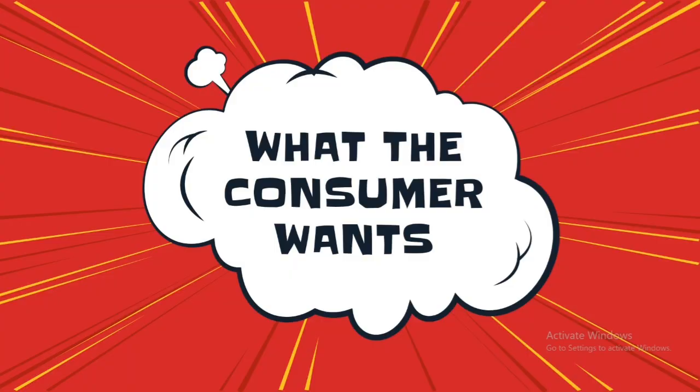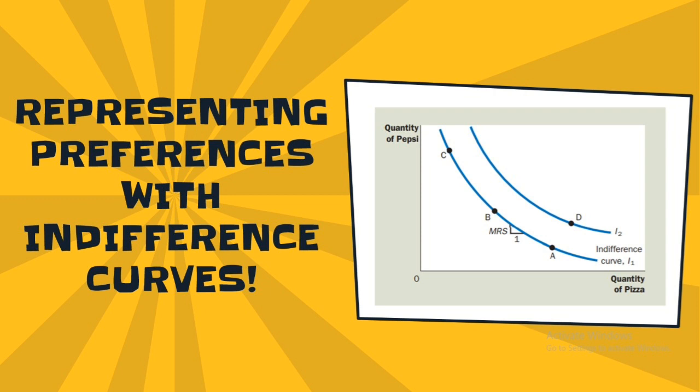What the consumer wants: representing preference with indifference curves. This picture shows two of the consumer's many indifference curves. The consumer is indifferent among combinations A, B, and C, because they are all on the same curve. Not surprisingly, if the consumer's consumption of pizza is reduced, say, from point A to point B, consumption of Pepsi must increase to keep him equally happy. If consumption of pizza is reduced again, from point B to point C, the amount of Pepsi consumed must increase yet again. The slope at any point on an indifference curve equals the rate at which the consumer is willing to substitute one good for the other. This rate is called the marginal rate of substitution, MRS.